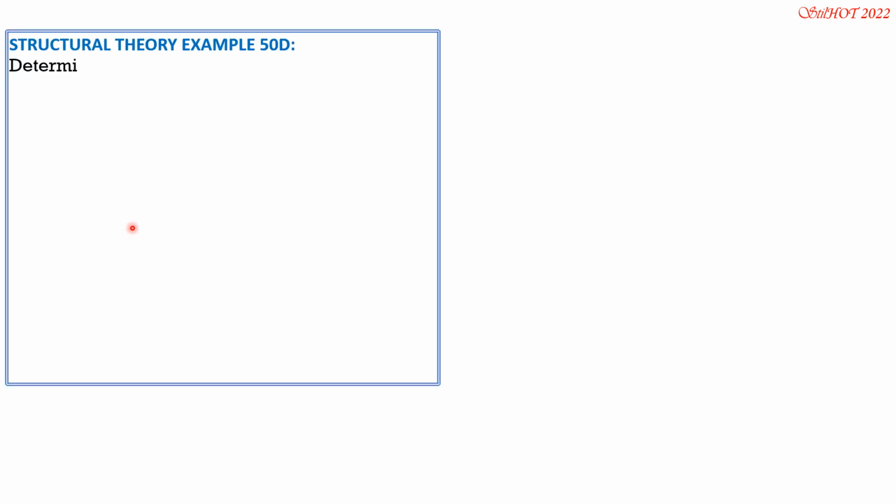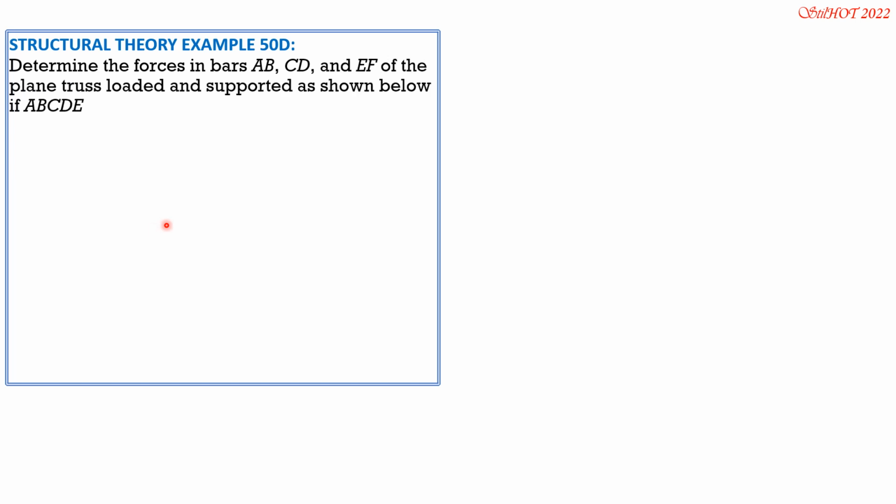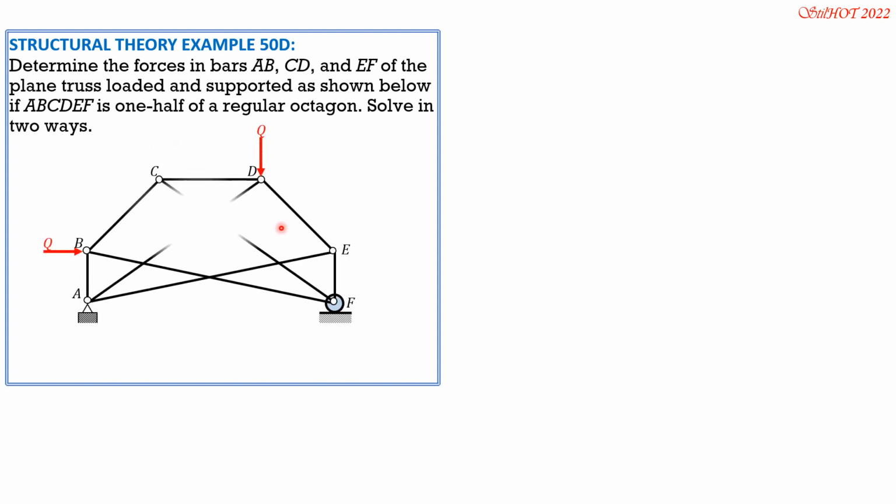So determine the forces in bars AB, CD, and EF of the plane truss loaded and supported as shown below. If ABCDEF is one half of a regular octagon, solve in two ways. So the problem is very, very challenging, and we have to solve this in two ways. It becomes more challenging.